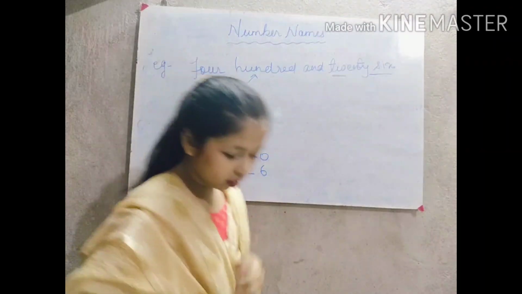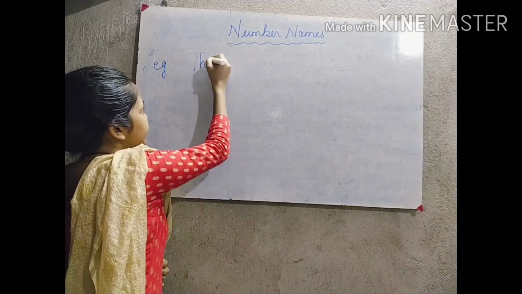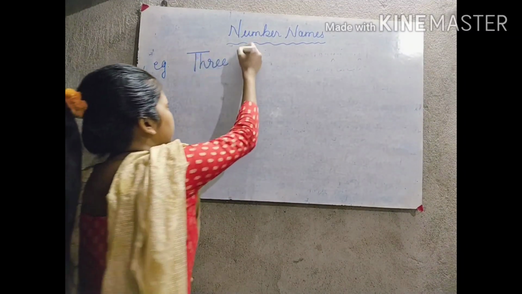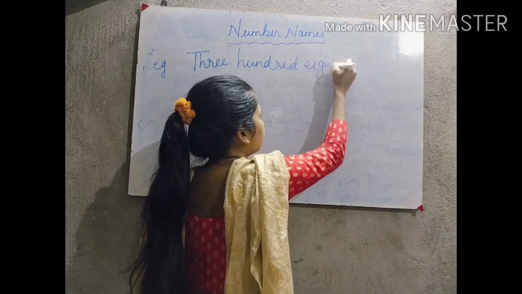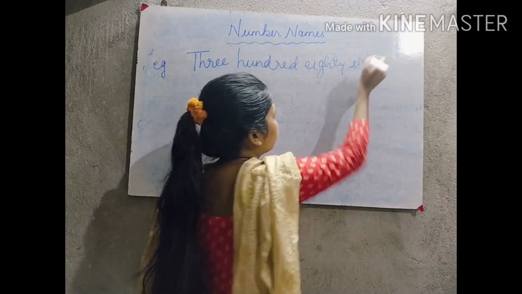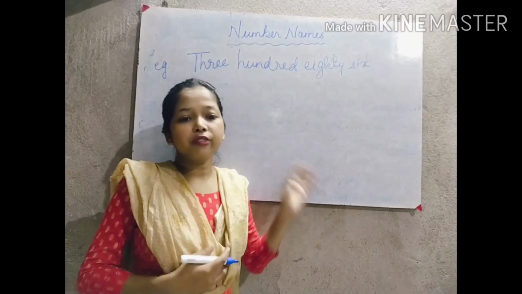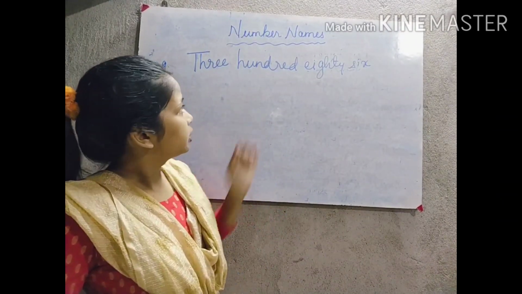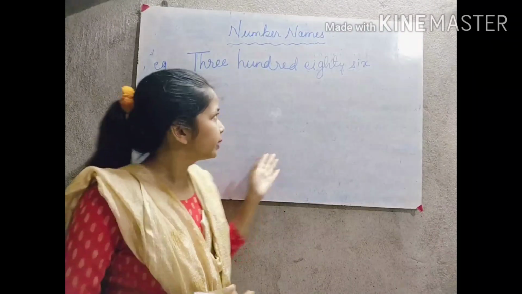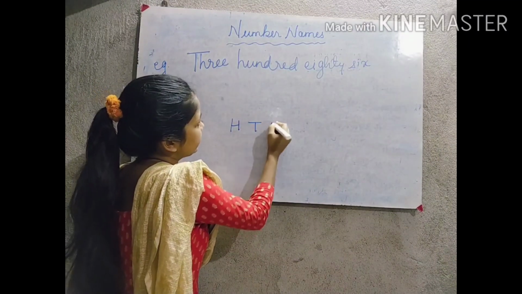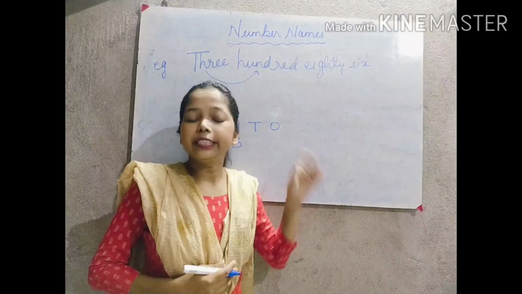Now children, let's take one more example. 386. Look at the board. Here is the example 386. First we will see what we will write here. 386. 300 means the digit in the hundreds place is 3. The digit in the hundreds place is 3.